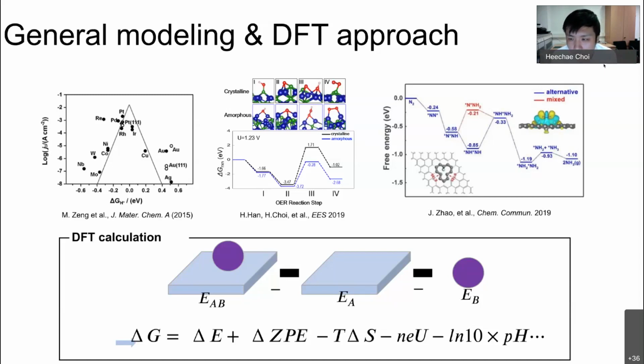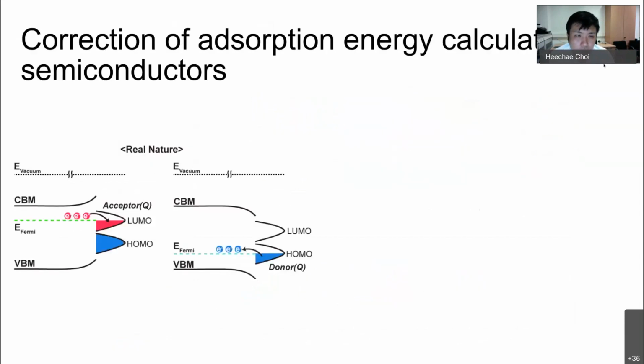And the third one is nitrogen reduction activity. So you can do this very easily, only for metallic system. For semiconductor, this is the problem.